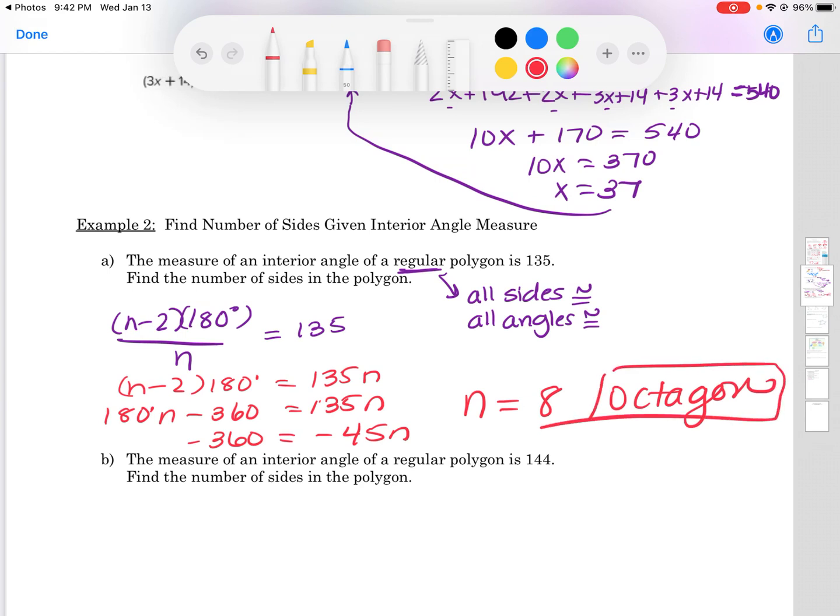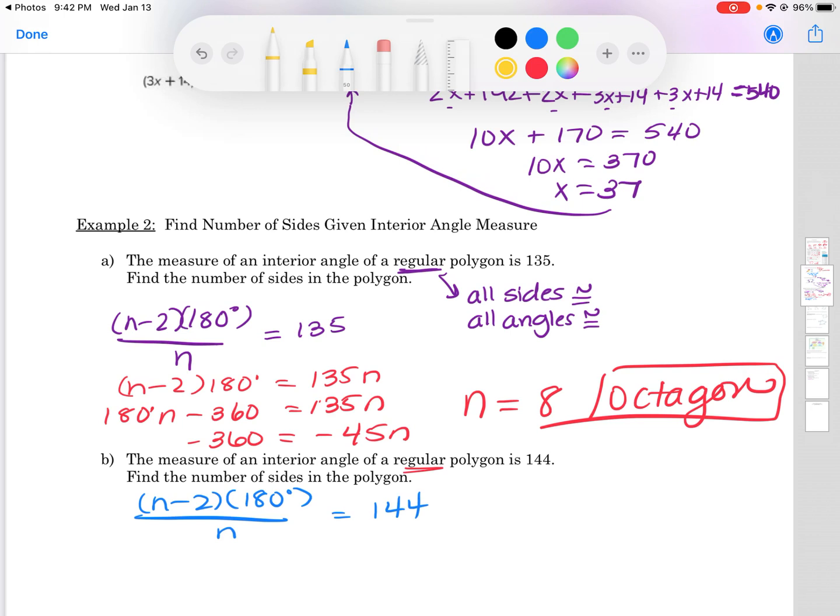Okay. We can do the same thing for the next one. So again, we see that word regular, meaning all the sides and the angles are the same. Each individual angle is 144. So if we take the total sum of the angles, n minus 2 times 180, and divide by the number of angles, which is going to be n, which is also the number of sides, we'll set that equal to the 144 for each individual angle.